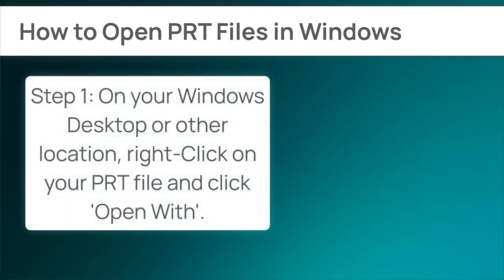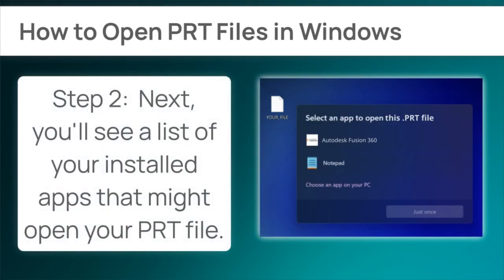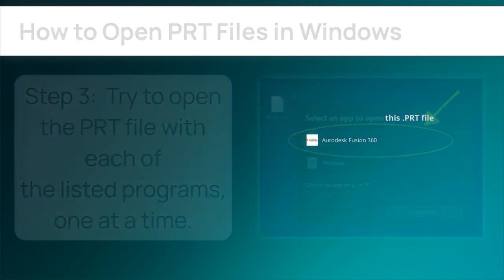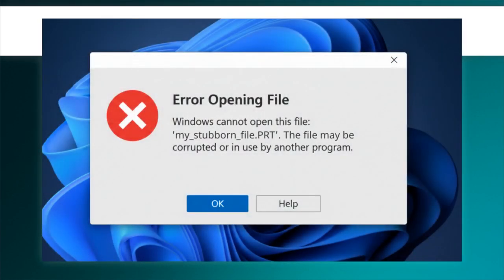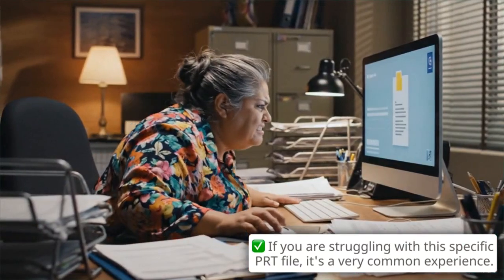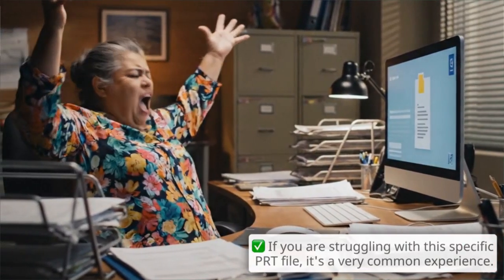To begin troubleshooting, right-click the PRT file and choose Open With. If you have Autodesk Fusion 360 available, that's your first option. Otherwise, select another program. It's often necessary to test multiple apps. If the PRT file still will not open, there is no need to stress. I'm going to explain the most common technical reasons behind the file failure before we use the one-click solution.